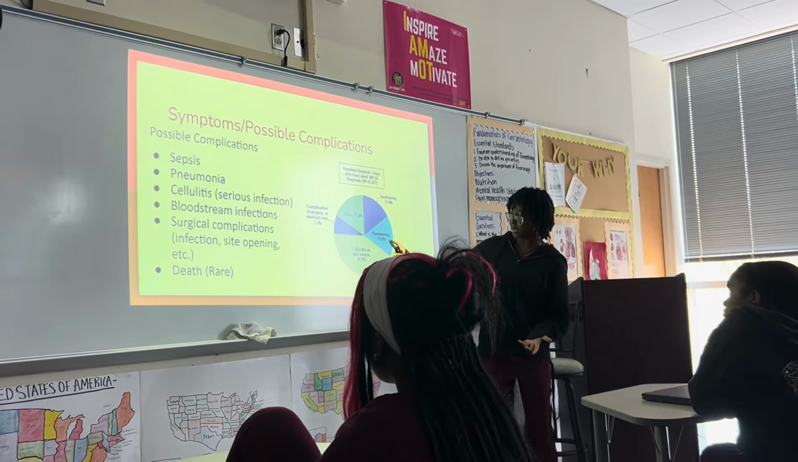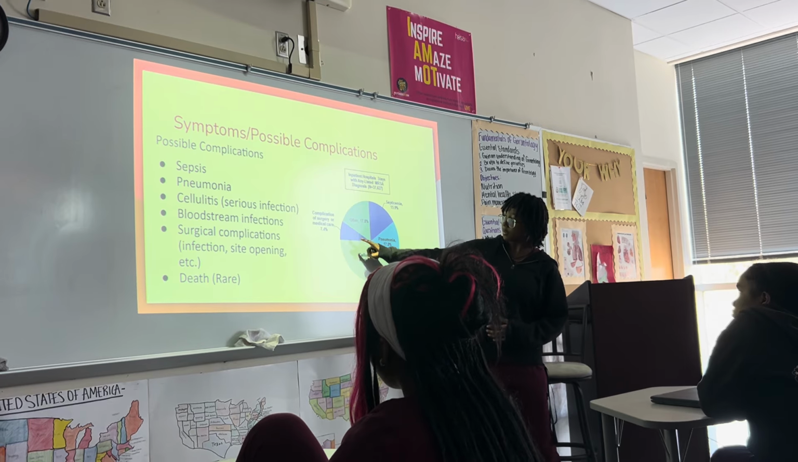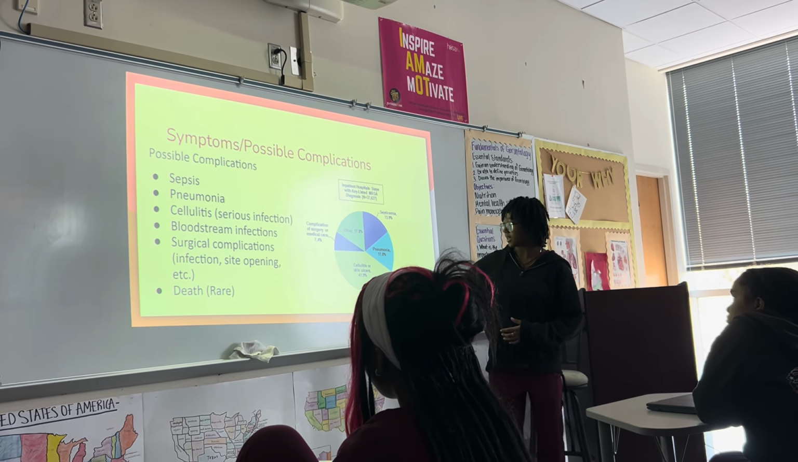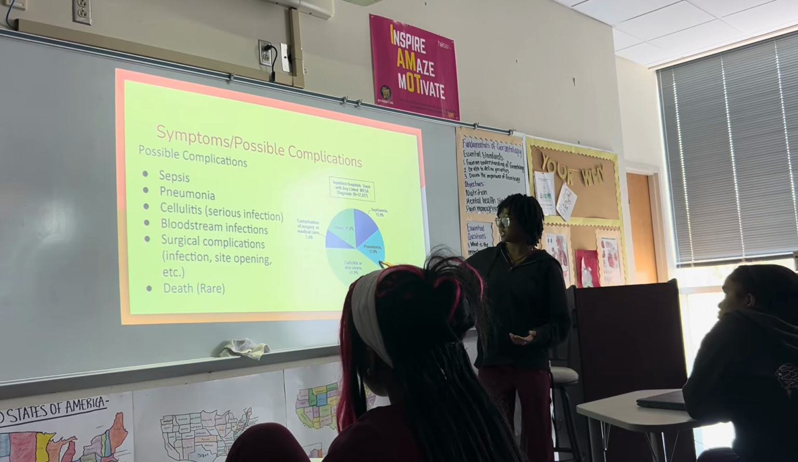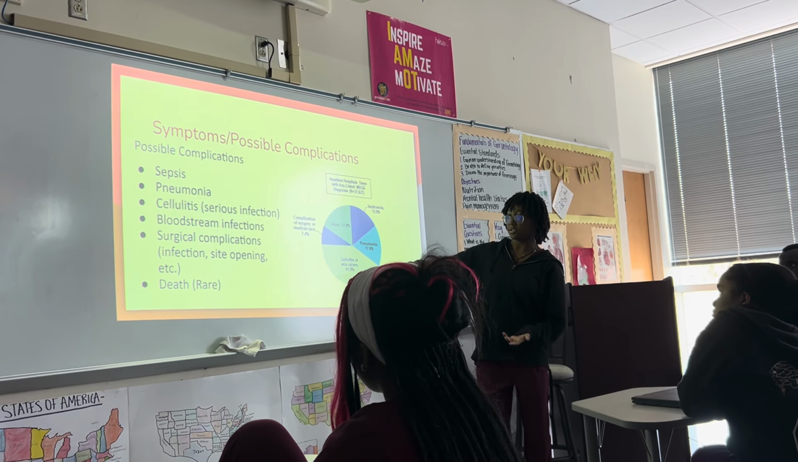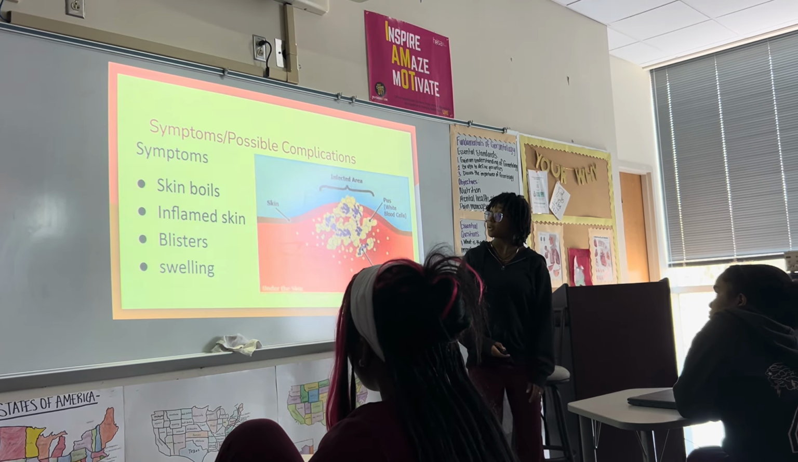And in very rare occasions, death when the organs get infected by the bacteria. This graph shows how common it is. Complications for surgery is 7%, cellulitis, which is the serious infections, is 41%, pneumonia is 17%, and septicemia, which is the bloodstream infection, is 15%.